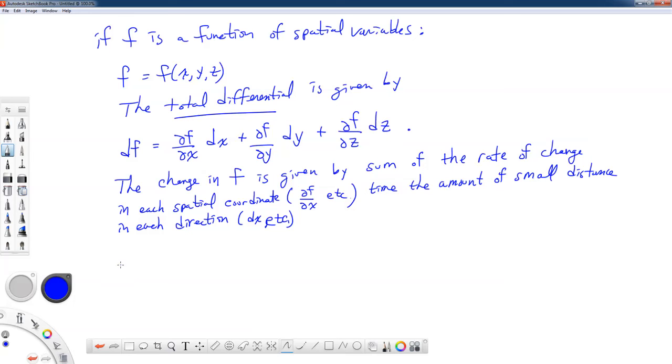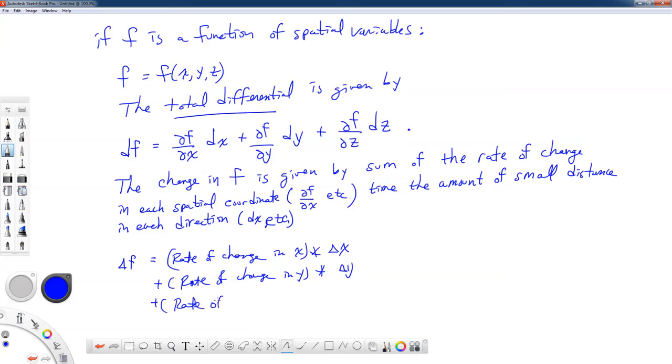If we thought of this as not an infinitesimal, but kind of a large change in f, or a finite change in f, so this would be the rate of change of the function in the x direction times that little bit of distance in the x direction, plus, go ahead and write it all out, the rate of change in the y direction times the amount of distance in the y direction, plus the rate of change in the z direction times the amount of distance in the z direction. Okay, so that's the total differential. And this is, of course, provided those differentiability conditions are met.